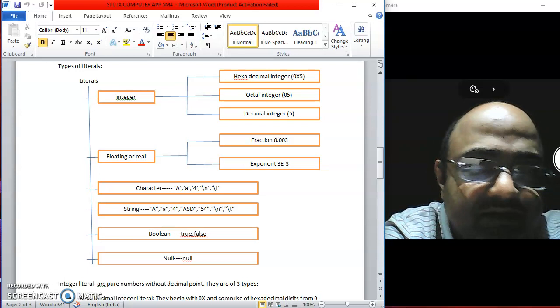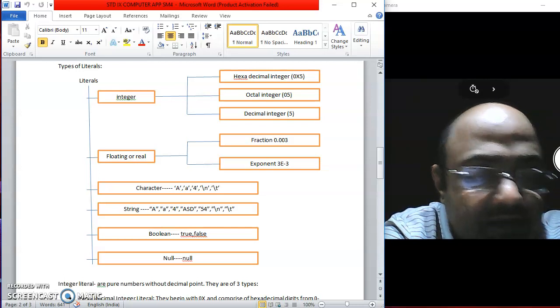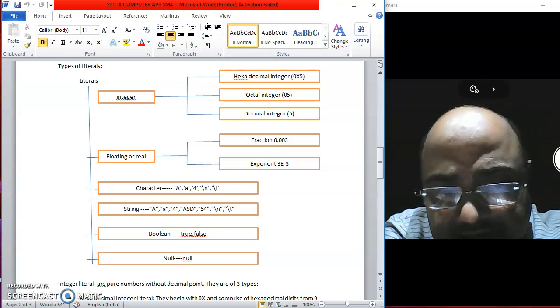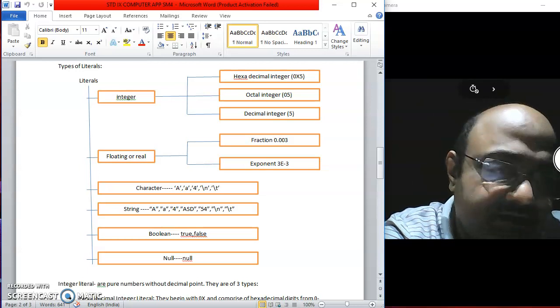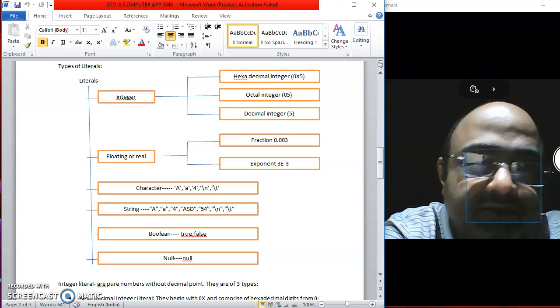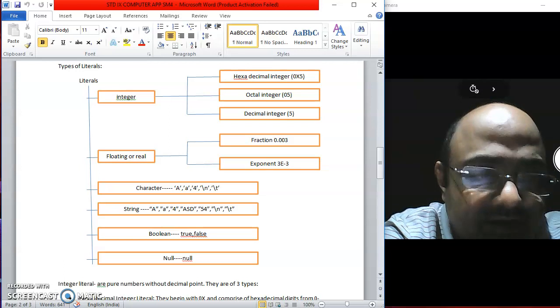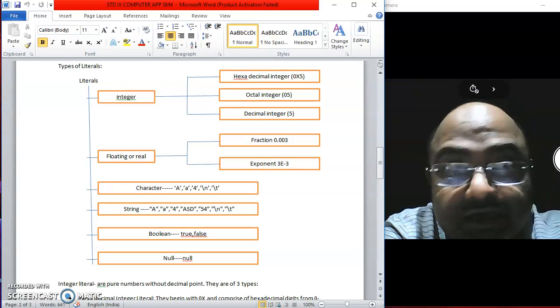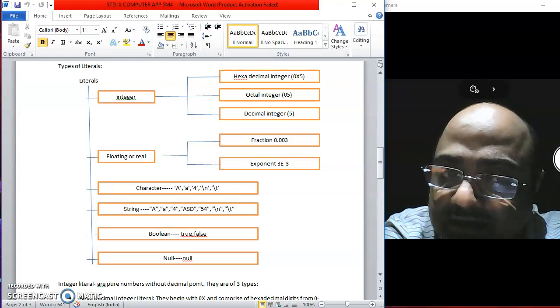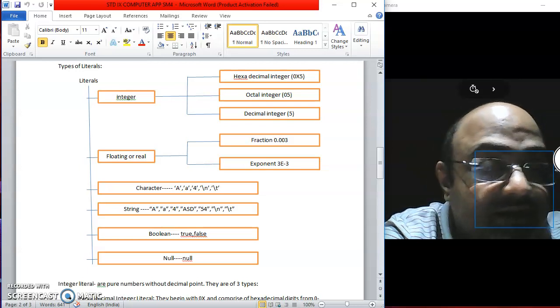The whole number is divided into two parts. The first part is known as mantissa and the second part is known as exponent. Suppose if I want to write 3 into 10 to the power minus 3. So 3 is the mantissa and 10 to the power minus 3 is the exponent.